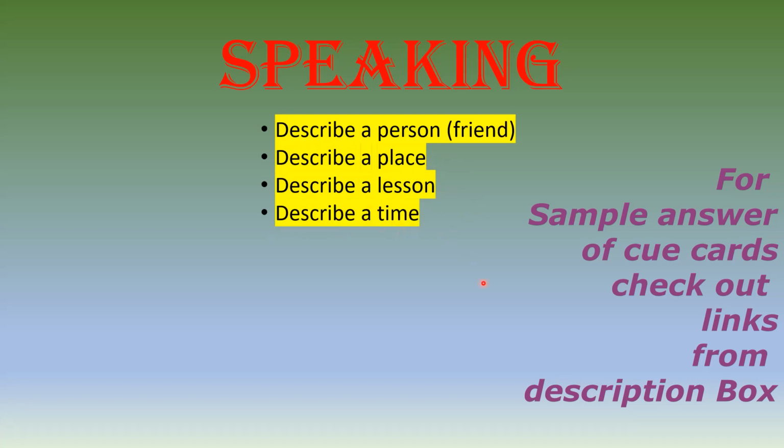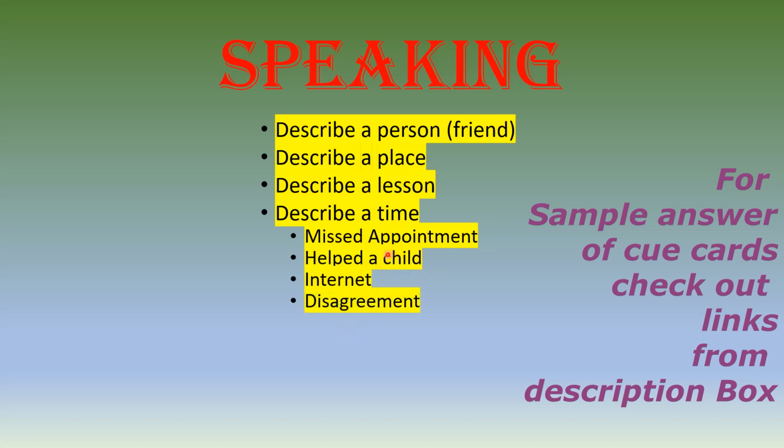Now there is a list of cue cards covered under this category. Let's see. The first one is describe a time when you missed an appointment, or describe a time when you helped a child, or describe a time when you needed to use the internet, or describe a time when you had a disagreement with someone. Or it could also be describe a time when you waited for something, or describe a time when you did a difficult task, or describe a time when you took a difficult decision. Also describe a time when you received or gave money as a gift.